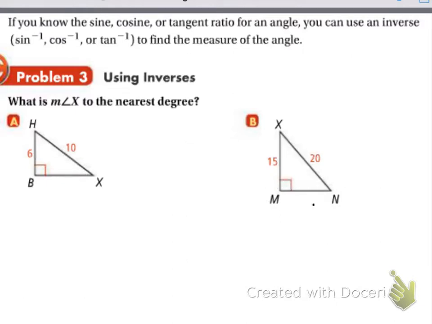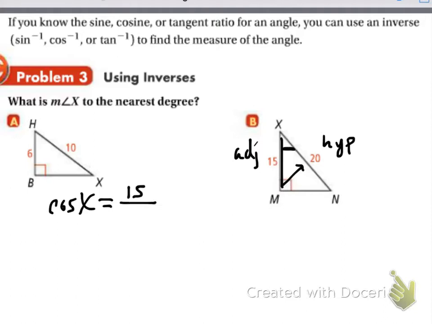Alright, last one. We want to find now the measure of angle x again, but this time it is up here. Okay, so now what do we have involved here? We have the hypotenuse involved, and we have the adjacent side involved. So now we're going to use cosine. So the cosine of x is going to equal adjacent over hypotenuse, so 15 over 20.